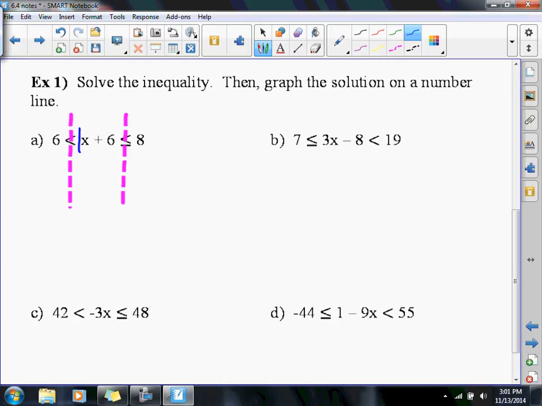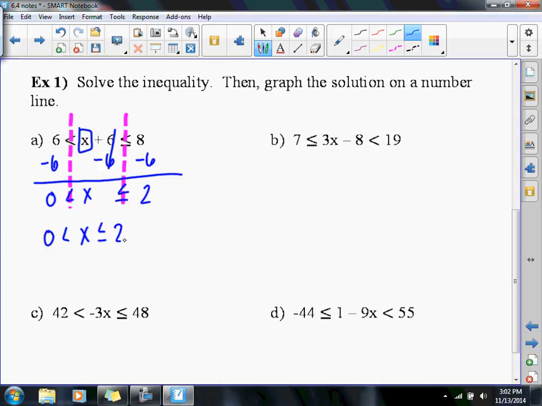Now as I solve this, I want to get the x by itself. So normally I would subtract 6 from both sides, but here I have a third part. So I'm going to subtract 6 from all 3 parts of my inequality. So 6 minus 6 is going to be 0. The x is now by itself. And then 8 minus 6 is 2. And then I'm just going to bring down these inequality signs and leave them as they were. Okay? So I can rewrite that down here: 0 is less than x is less than or equal to 2. So that's going to be my solution.